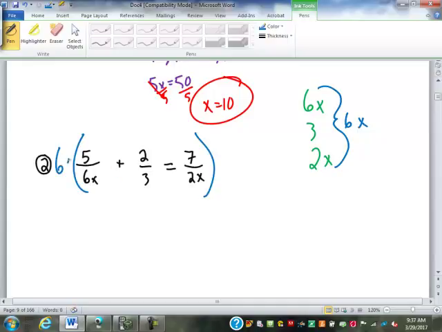So we're going to multiply this whole thing by 6x. So we're going to do 6x times 5 over 6x. So 6x over 1 times 5 over 6x. I can cross cancel the 6x and the 6x. That leaves me with just 5 over 1, or 5.